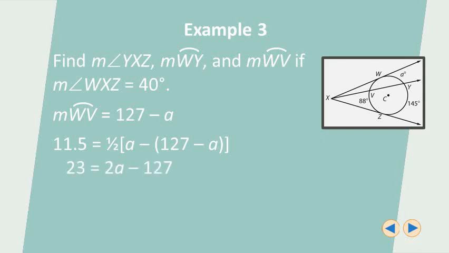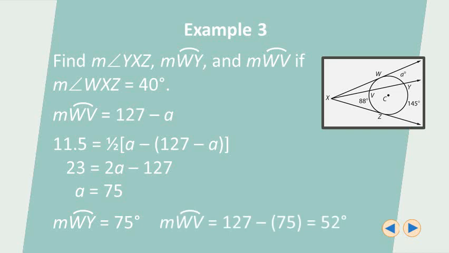So therefore, I multiply both sides by 2, right? Multiplication property of equality. I get 23 equals 2A minus 127. So now I'm going to move the 127 to the other side. And I'm going to divide by 2, and therefore A equals 75. So if WY is 75, YZ is 145, VZ is 88, then the measure of WV has to be 52 degrees. Okay.